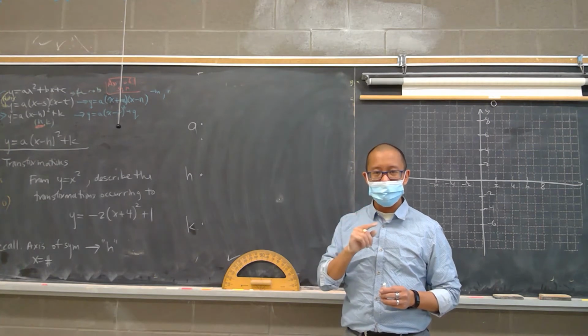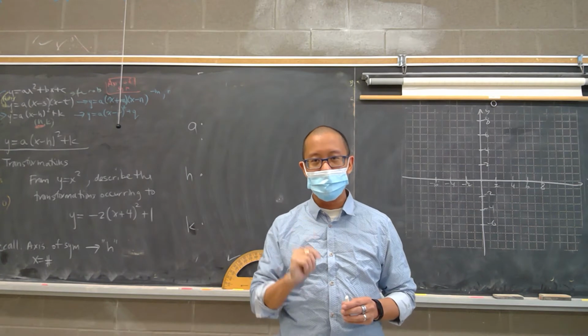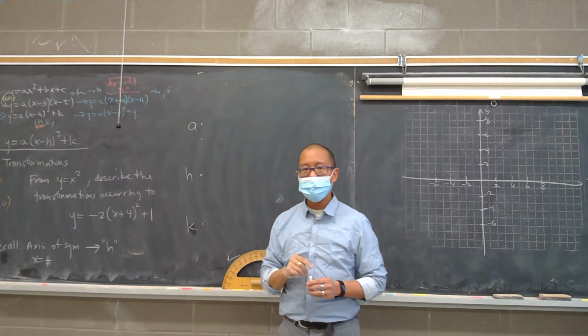But y equals x squared in a nutshell is, when you use a table of values, -2, -1, 0, 1, and 2 for the x values, and for y values, it's 4, 1, 0, 1, 4. It definitely opens up.